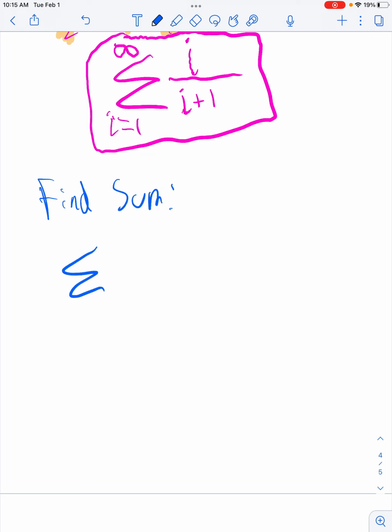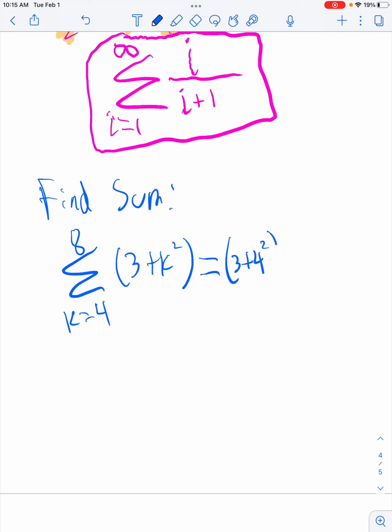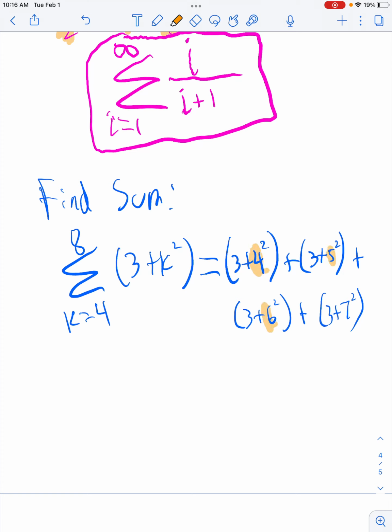So you might say, all right, when k equals 4 to the 8th term, I want to find the sum of this series. That would mean I'm going to start at 4, so 3 plus 4 squared, and then I'm going to add 3 plus 5 squared, and then 3 plus 6 squared, and then 3 plus 7 squared. So again, notice what's changing. This number right here is changing because that is my variable.